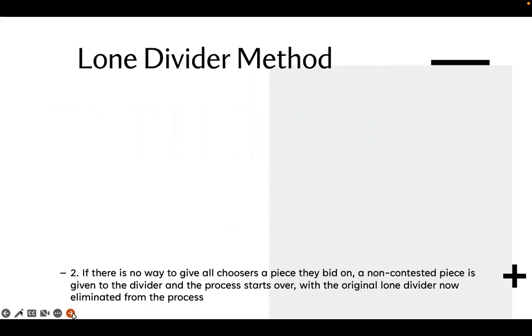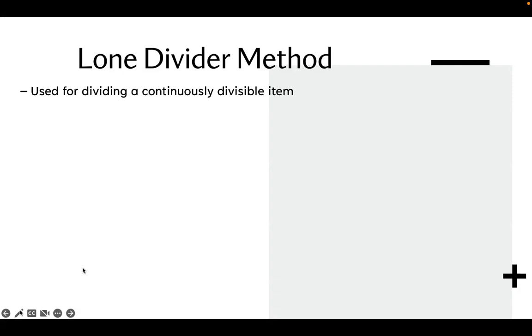The lone divider method is slightly different. So how is the lone divider method different than the divider-chooser method? Well, it's still used for dividing a continuously divisible item, because generally we're not going to cut up a car or a house, which is a discretely divisible item, but it's best used for larger groups. If we have more than two people, we can't use the divider-chooser method. So that's when the lone divider method comes into play.